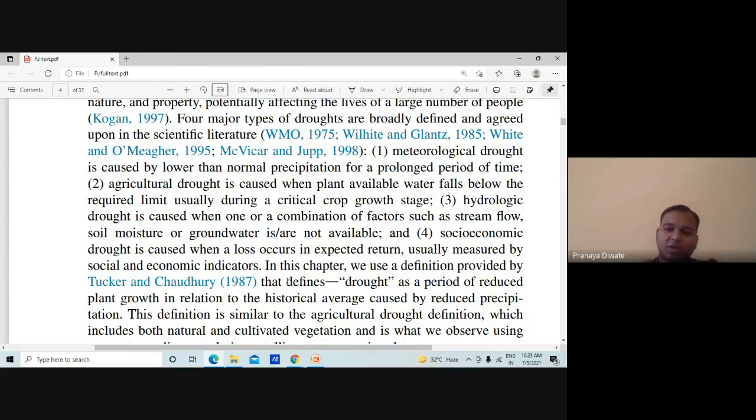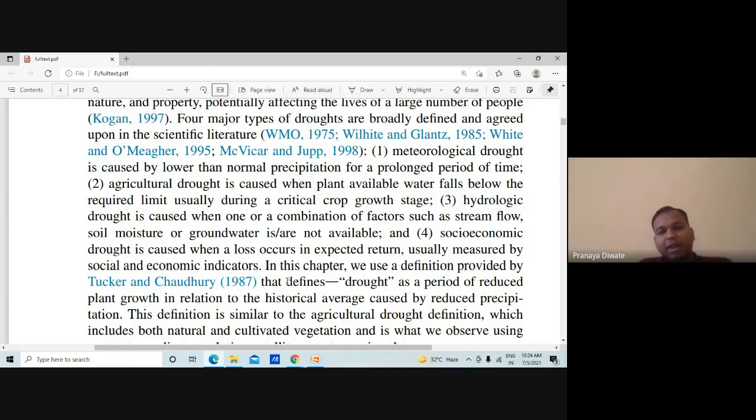How is meteorological drought caused? By lower than annual normal precipitation for a prolonged period of time. For example, for India, the annual rainfall is between 800 to 1000 millimeters. If there is a deficiency in rainfall for a year, two years, or three years that affects an area, that drought is called a meteorological drought.